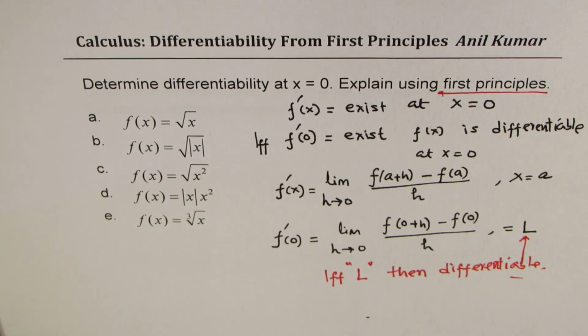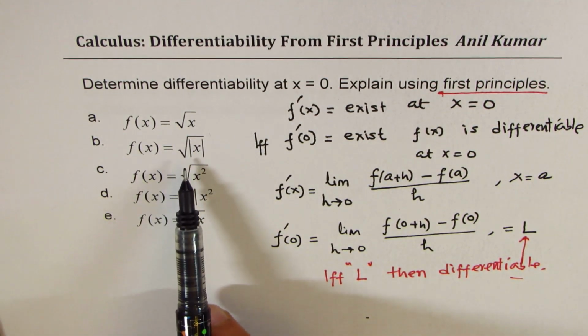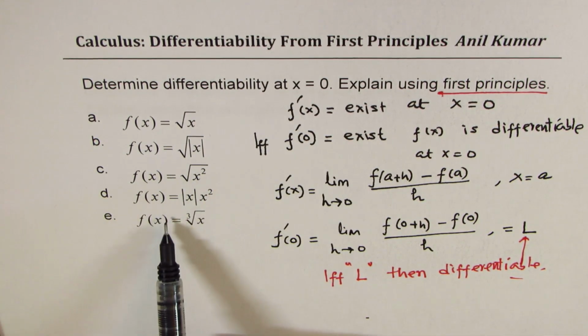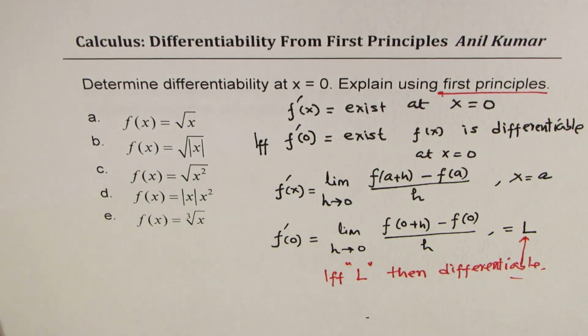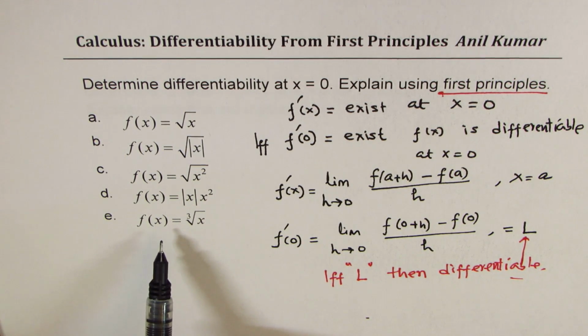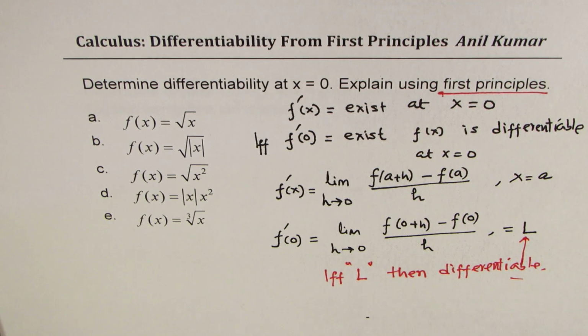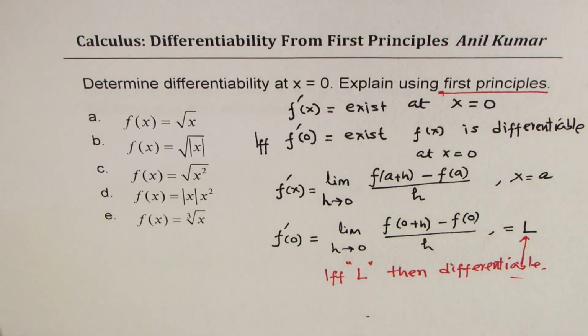Now we are going to use this concept with different kinds of functions. These are all the functions: square root x, square root of absolute value of x, square root of x squared, absolute value of x times x squared, and cube root of x. From previous test papers I saw, one of these questions is always there in your test paper where you may go wrong. So it's a very important exercise to do. You can pause the video here, solve this question, and check with my solution. I'll do one by one for each function.